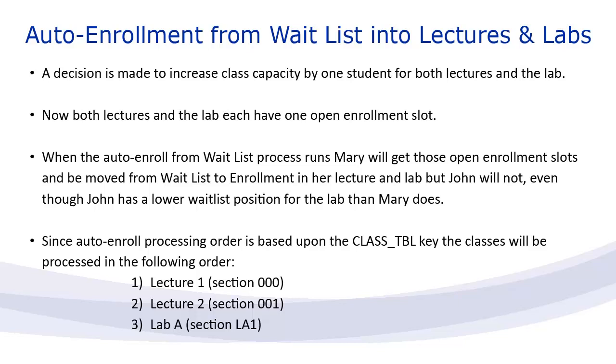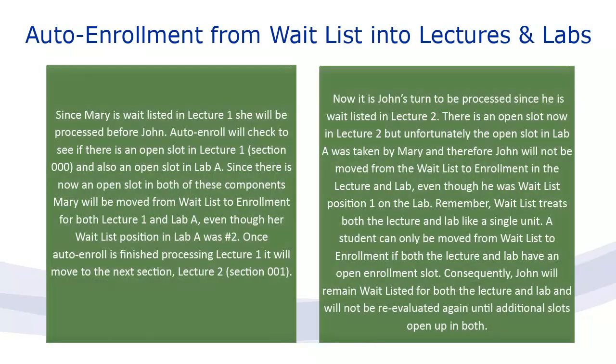Since auto-enroll processing order is based upon the class TBL key, the classes will be processed in the following order. First, Lecture 1 will be processed with a section of 000, then Lecture 2 will be processed with section 001, and then Lab A, section LA1. Since Mary is waitlisted in Lecture 1, she will be processed before John. Auto-enroll will check to see if there is an open slot in Lecture 1, section 000, and also an open slot in Lab A. Since there is now an open slot in both of these components, Mary will be moved from waitlist to enrollment for both Lecture 1 and Lab A, even though her waitlist position in Lab A was number 2.